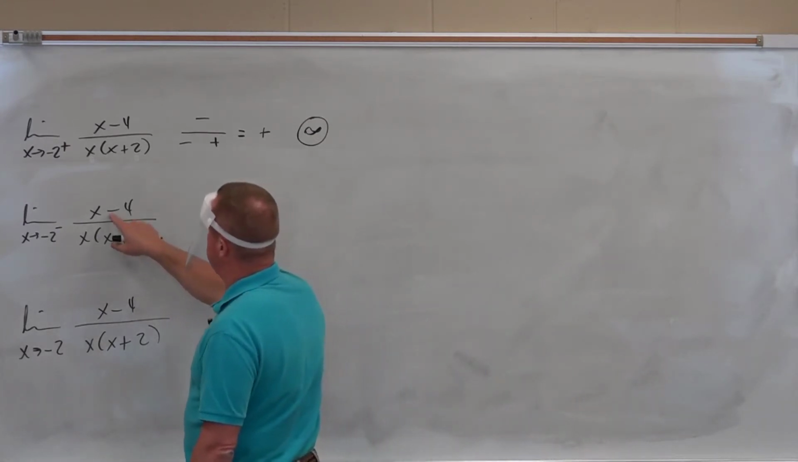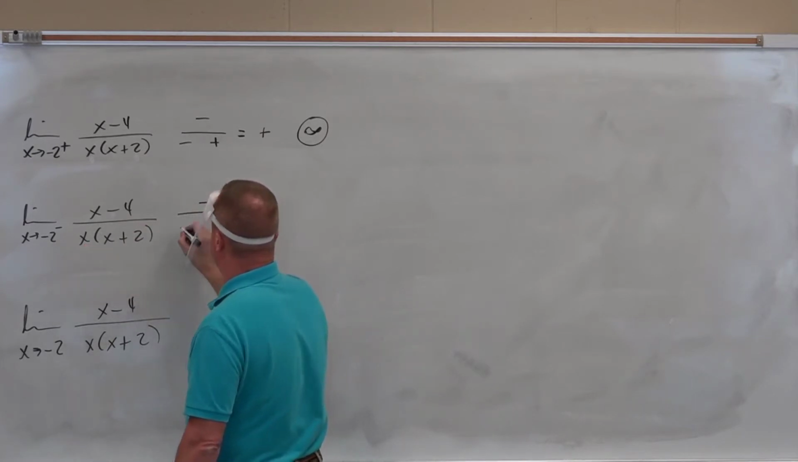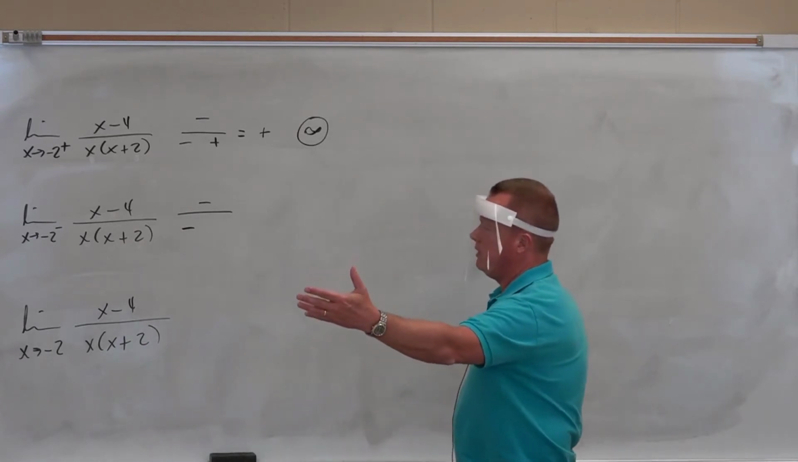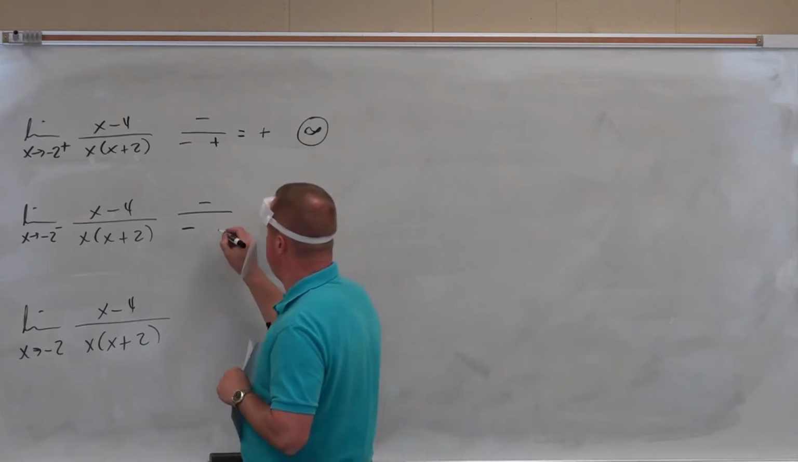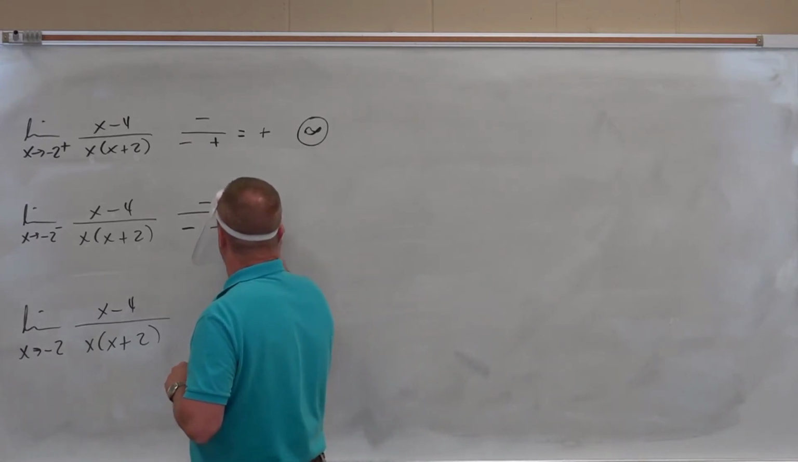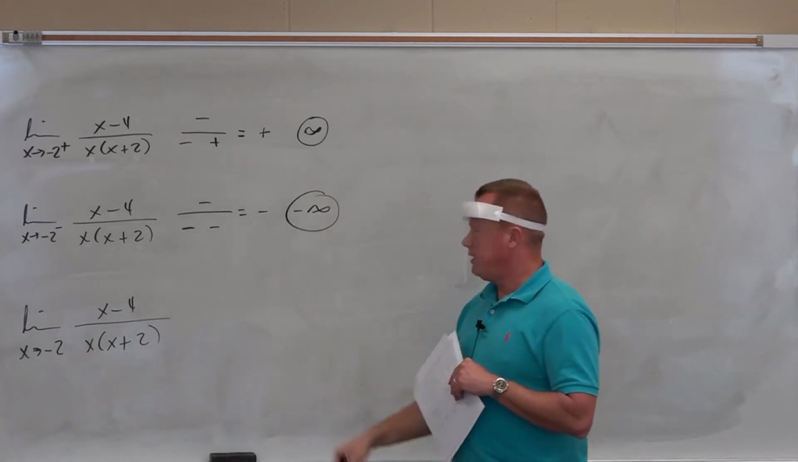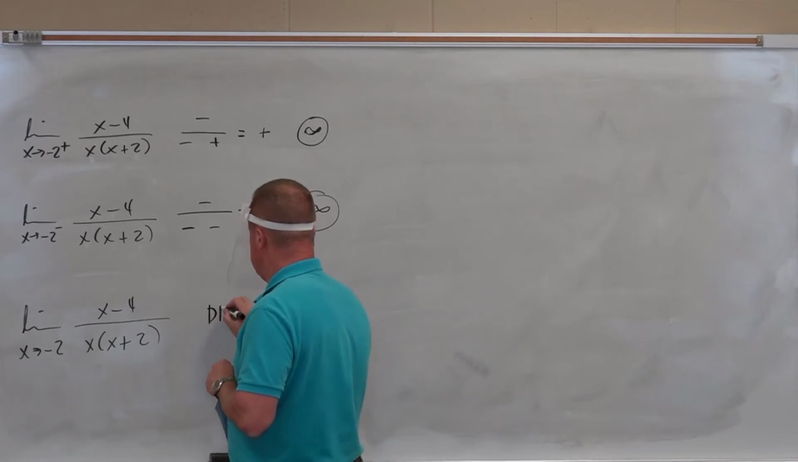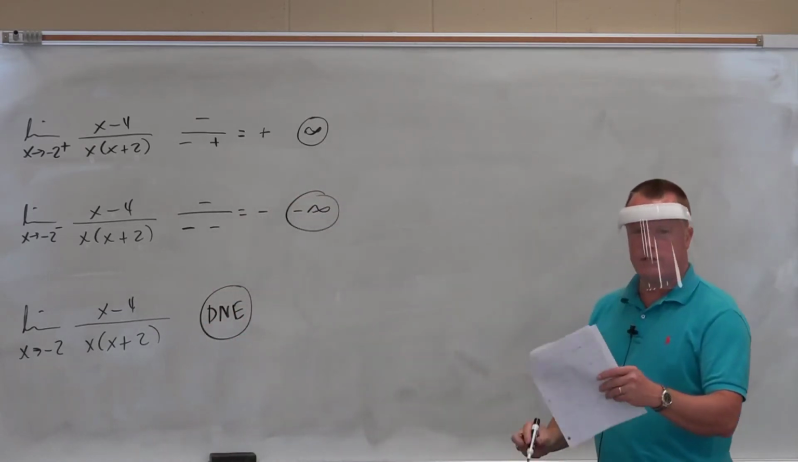This one, again, x minus 4 is negative. X is negative. X plus 2, what is that approaching as you're coming from the left? Positive or negative? Negative. So I've got 3 negatives. What does that give me? A negative. Approaches negative infinity. So what does that mean about the limit as it approaches just negative 2? Does not exist. Okay, very good. All right, questions about that?